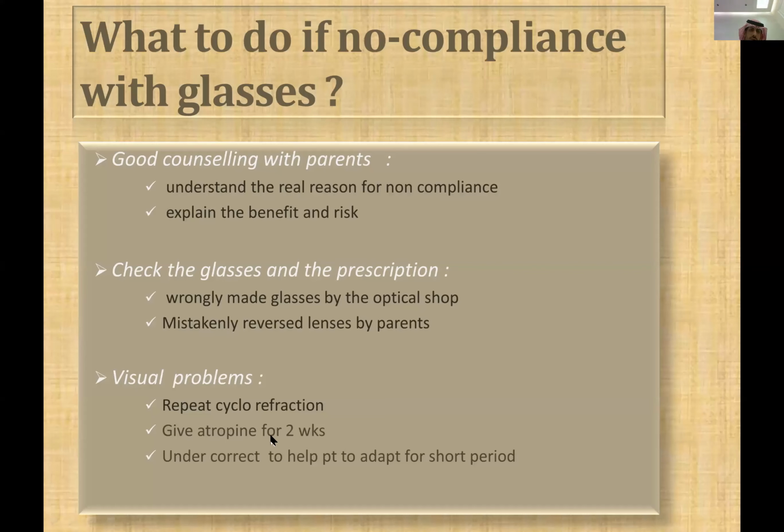In case of hyperopia and difficulty with accommodation and adapting to the new glasses, you can give atropine for 2 weeks. In some situations, you can undercorrect to help the patient adapt for a short period, then you increase it to the full correction. This is in case of, for example, high astigmatism. Sometimes you may need to undercorrect for a short period and then increase it gradually.